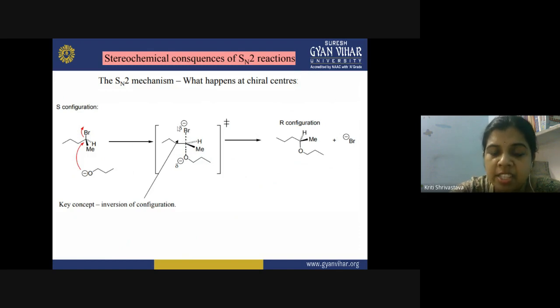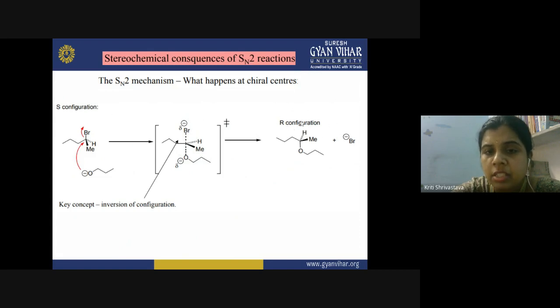So the group which has substituted has a different orientation, and now the incoming group, the entering group, is attached to a position just opposite to it. So what is happening here in the product? We get an R configuration. So from S configuration, we are getting R configuration in the product.